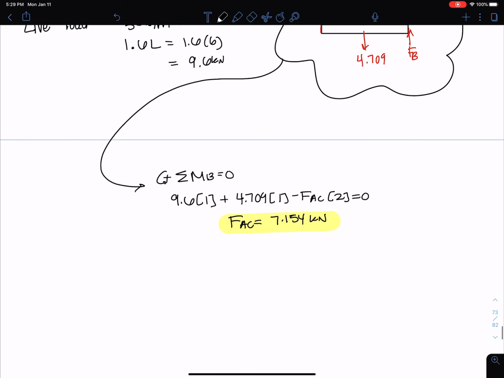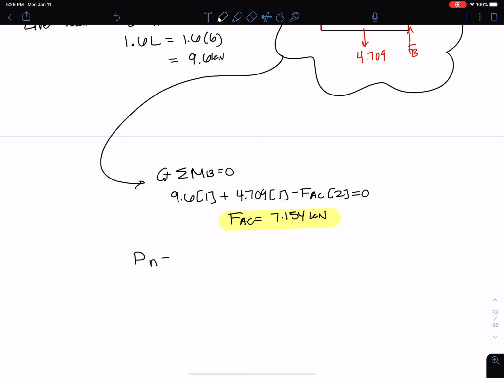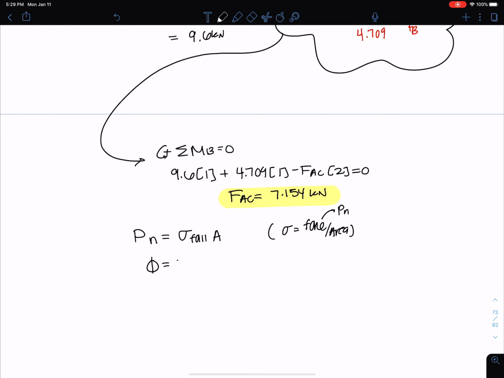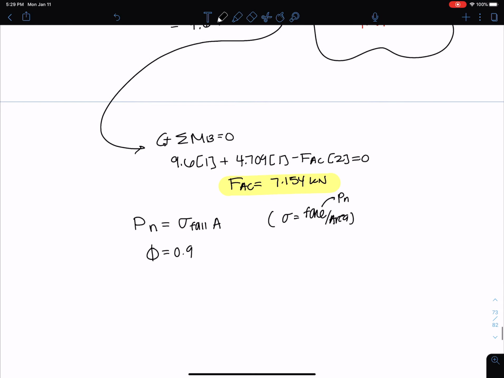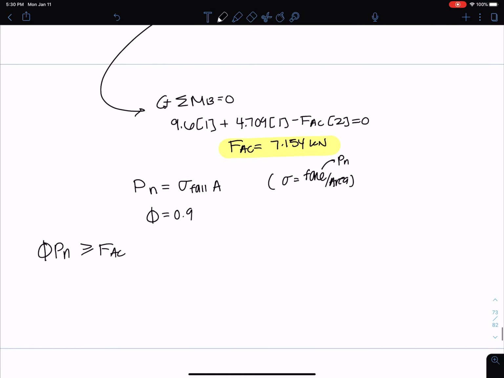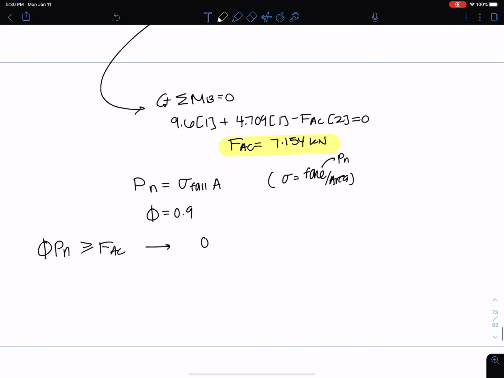Now the nominal strength of the rod is determined from this equation. My nominal strength is equal to sigma fail times A. This is just sigma equals force over area, where the force here is Pn. And my phi is 0.9. That was given. So I know that phi Pn needs to be greater than or equal to FAC. I know what Pn is, so I'm just going to plug everything in here.